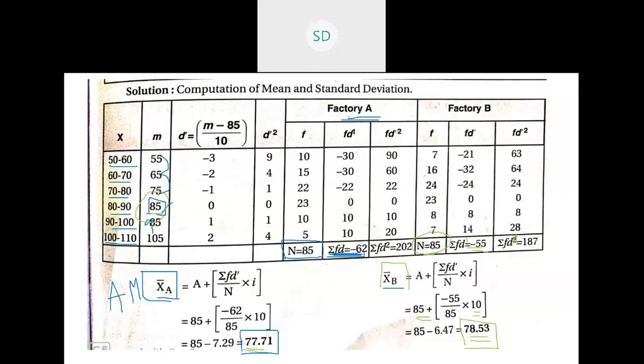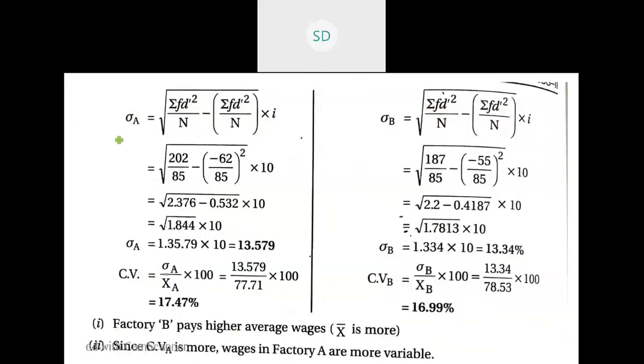Now after this, let us go on and calculate the standard deviation and coefficient of variation. This is for factory A and this is for factory B. Both are given to us. Now let us solve this.